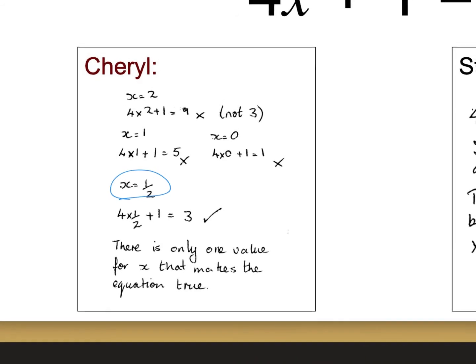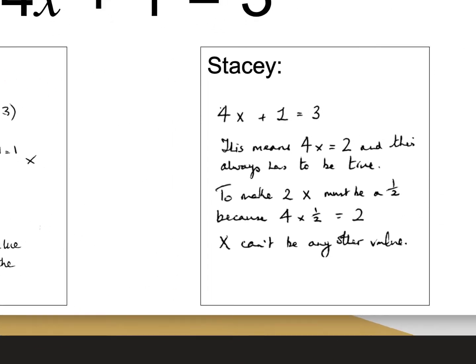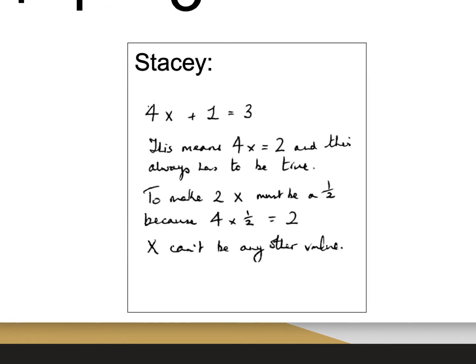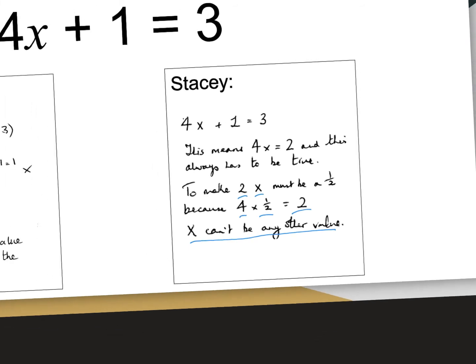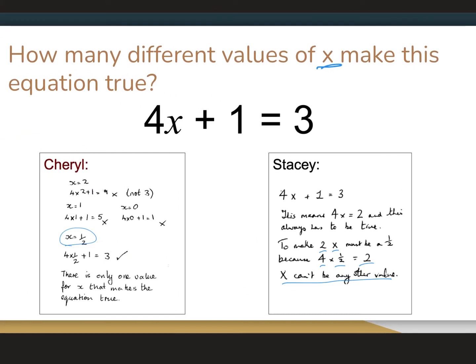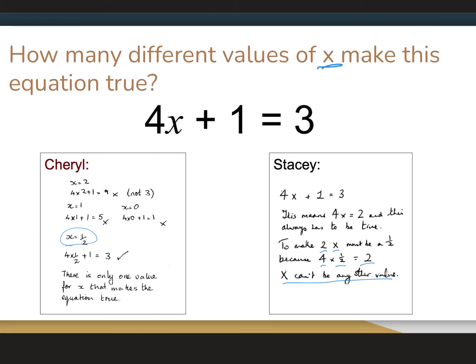Okay, so then let's look at what Stacy said. Stacy said it always has to be true. To make 4x equal 2, x must be a half, because 4 times 1/2 equals 2. So x can't be any other value. So they're both giving the same value of x, but they're giving us a little bit different reasoning. We're going to use this type of reasoning as we solve equations like this.